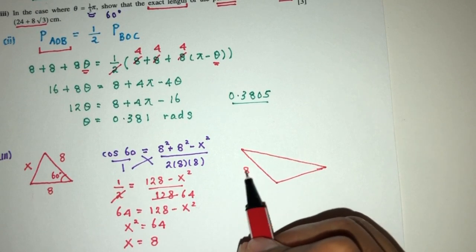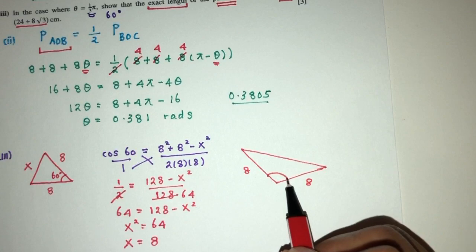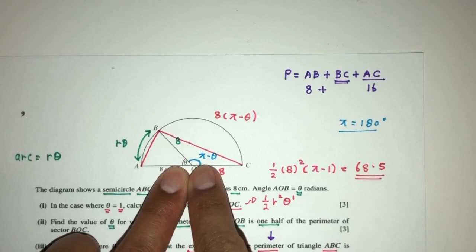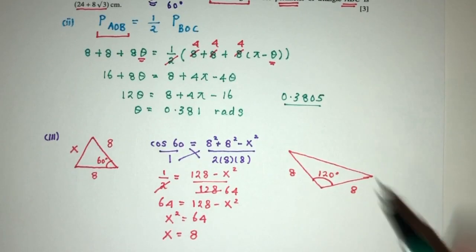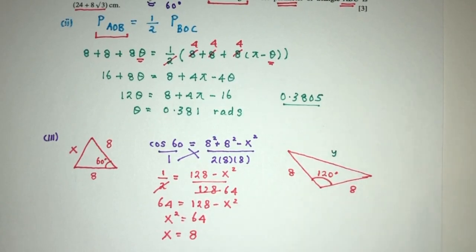This will be 8, 8, and this was 60 over here, so this has to be 180 minus 60. That should be what? 120. Okay, so how would you find this? Let's call this y. How would you find y?